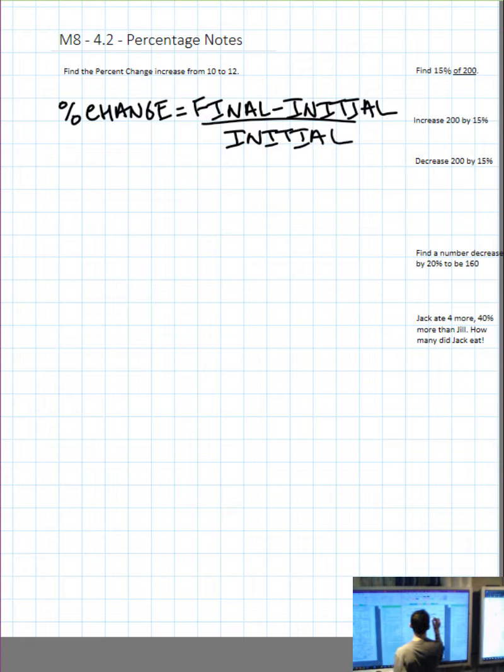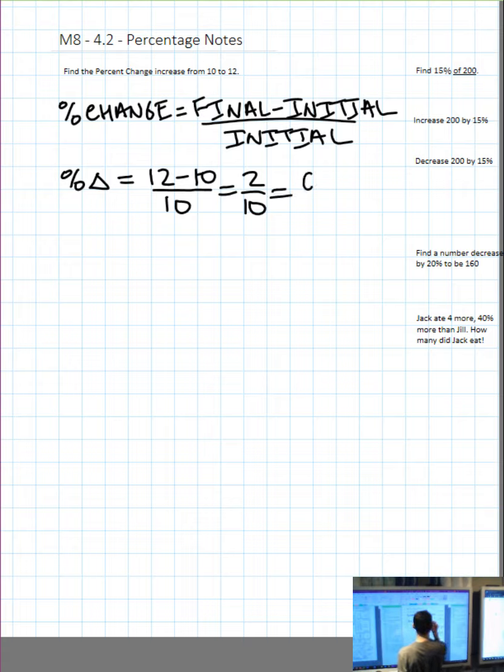And this formula for percent change can be used all over the place. Either way, percent change I'm going to show as percent triangle. Triangle means change or delta. Percent change, substituting into the formula, the final 12 minus 10 over 10. From 10 to 12. 12 is the final, 10 is the initial. And 12 minus 10 is 2 over 10. On your calculator or any of the methods that we did before, equals 0.2, which is equal to 20%.